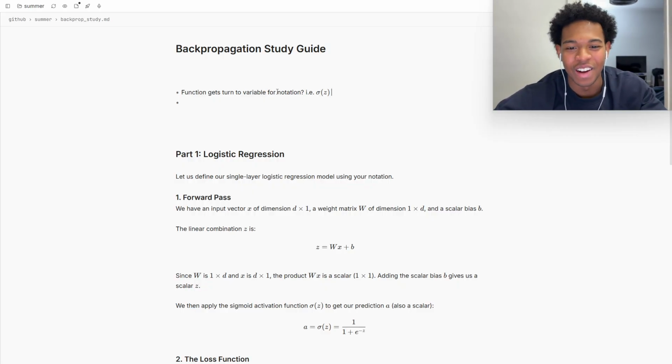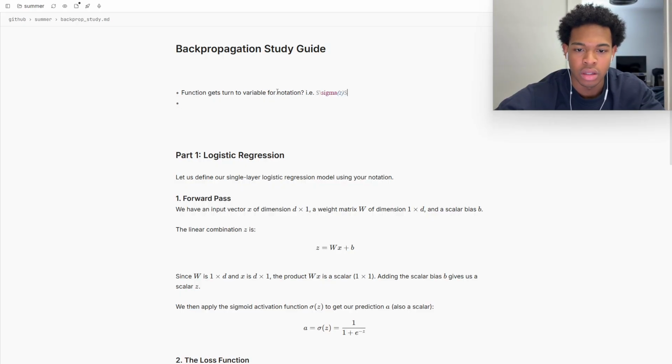How do I say equals A? I'll flex my LaTeX a little bit. Equals A.